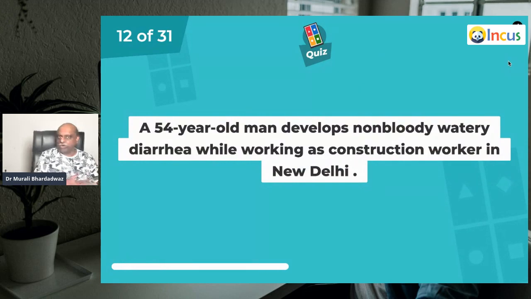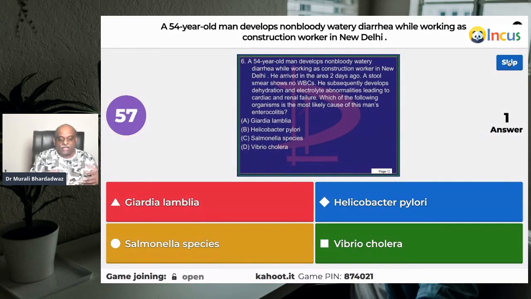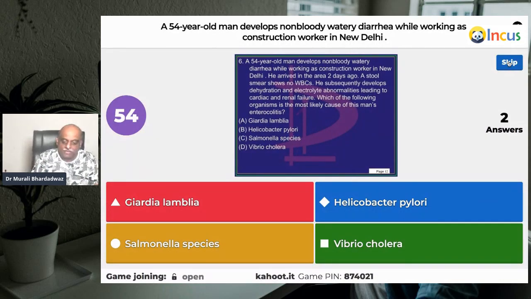Now, a 54-year-old man working as a construction worker in New Delhi develops non-bloody watery diarrhea. He arrived in the area 2 days ago. A stool smear shows no WBCs. Now he develops dehydration and electrolyte abnormalities, leading to cardiac failure and renal failure. What is the organism leading to all these dramatic changes? It is the examiner's favorite question. Punch your answer, doctor, considering the entire clinical picture.